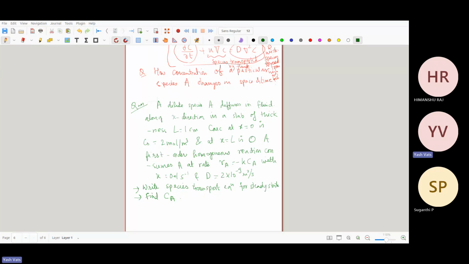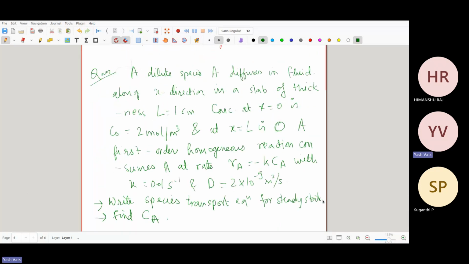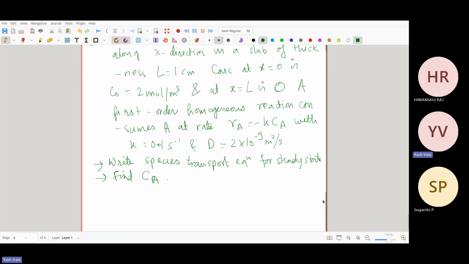Okay, so if you have done this, let's go there. So what does it say? Dilute species A diffuses in fluid along the x direction in the slab of thickness L. Concentration at x equals 0 is given. So these things are your boundary conditions, or called initial conditions in this case.